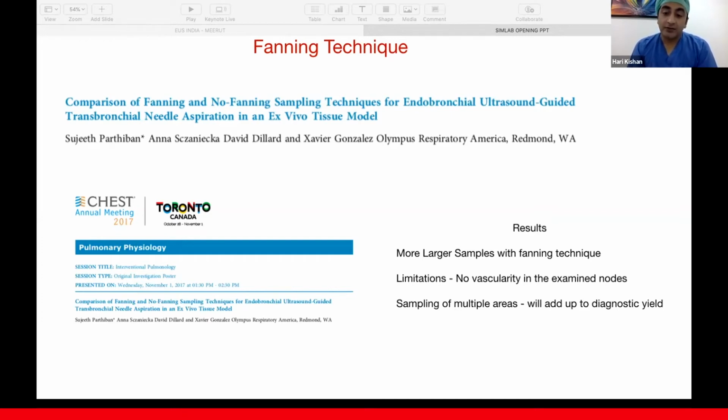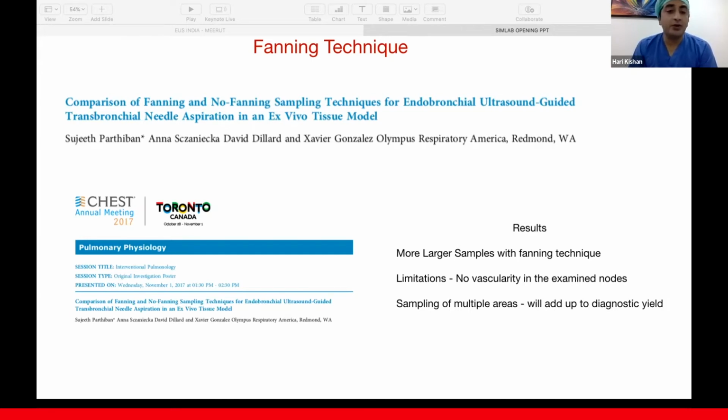So we don't know how much blood contamination happens when you use this technique. And also sampling of multiple areas. That's a proven fact that sampling of multiple areas matters, especially in non-small cell lung cancers, where the metastatic deposits are not focused in one area. So when there is a single sparsely distributed metastatic disease, sampling of multiple areas using this fanning technique will definitely improve the yield.